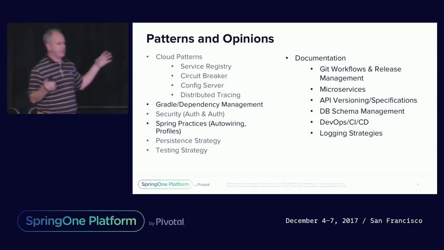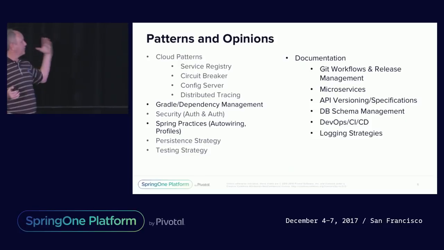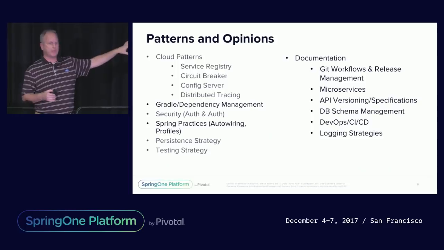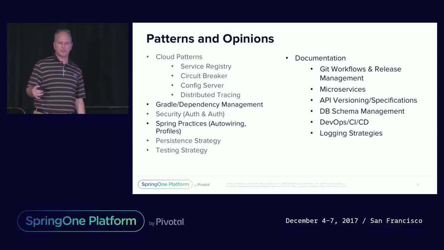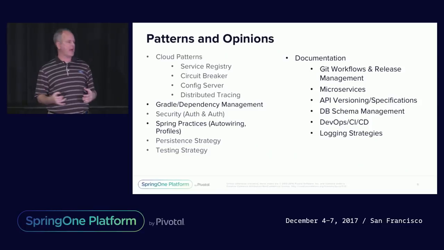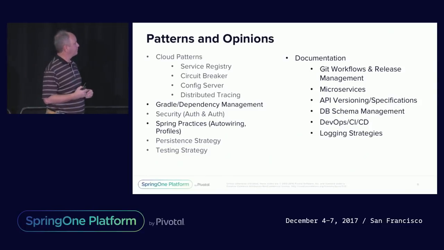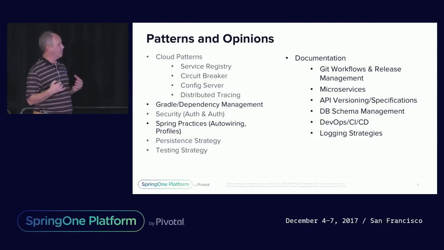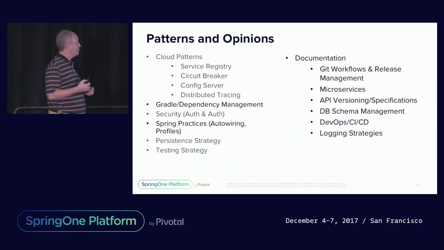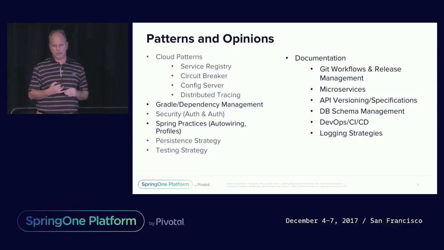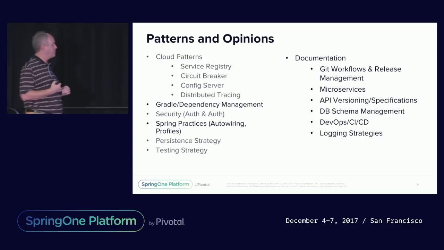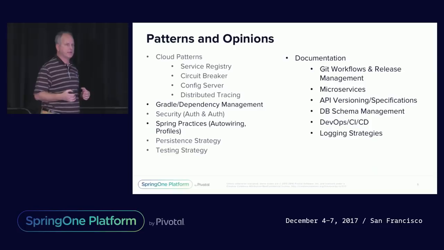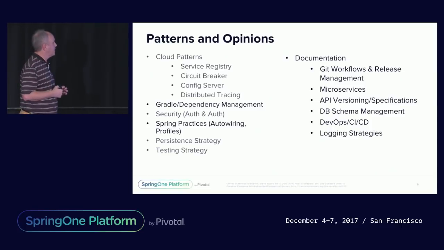We didn't just have fun, we had to write documentation. So we laid out some documentation that in many cases would point to real implementation, but we also wanted to lay out, well, what was our decision? Why did we arrive at where we arrived? So we gave opinions on Git workflow, release management, microservice architecture, API versioning. In fact, we demonstrate an API versioning strategy in our reference app. DB schema management, we use Flyway to demonstrate handling of schema changes through automation.